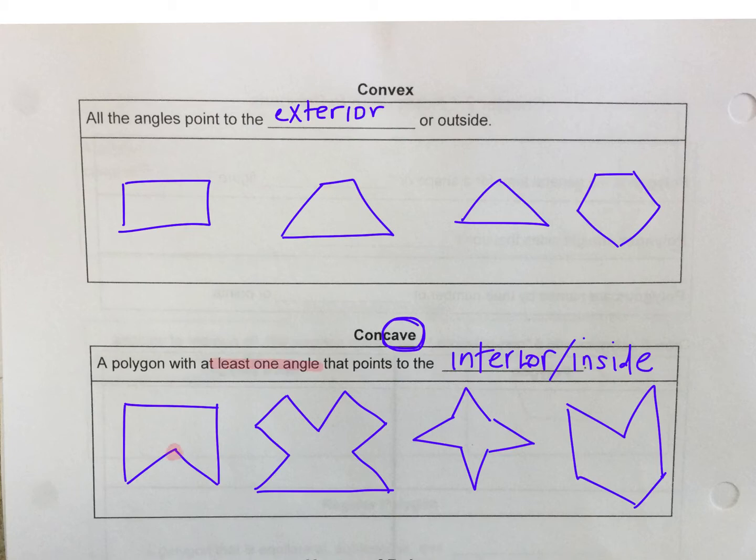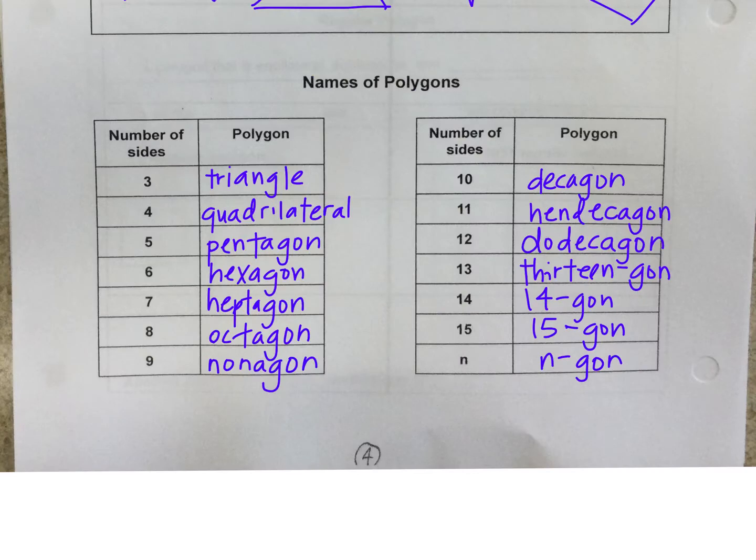So in this first picture, that's my interior angle. On the second one, it's got 1, 2, 3 of its angles that are pointing to the inside. This one has 1, 2, 3, 4 of its angles point to the inside, and this one has 1. So whatever number it has, if it has 1 or more, it's concave. If nothing's pointing to the inside, it's convex. All right, take a minute to pause this and be sure you get all of these written down.